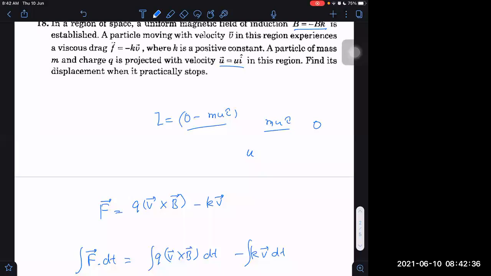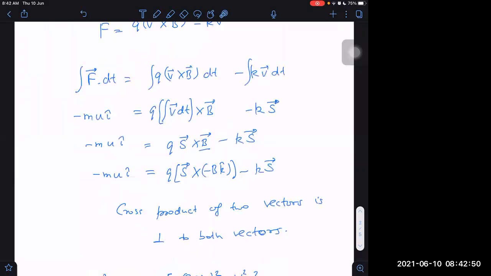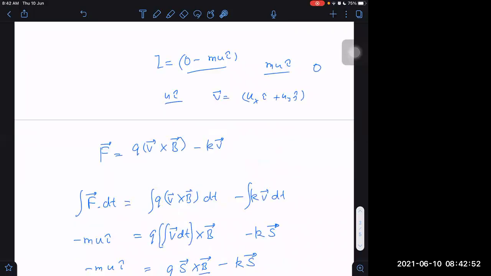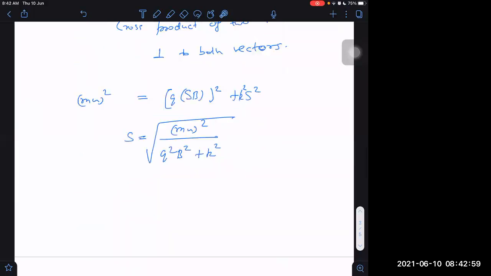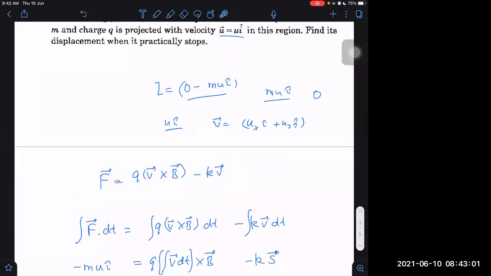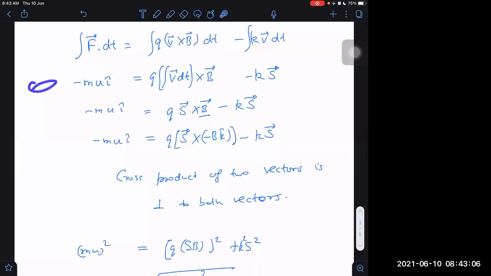I have to write UX I cap plus UY J cap. I know it will not be along K cap. That will be, let us say, the final velocity. Initially it is U I cap. Then there will be 2 extra unknowns. How many unknowns will be there now? 2 extra unknowns. So in that case, how to solve it? Final minus initial velocity I will take here.